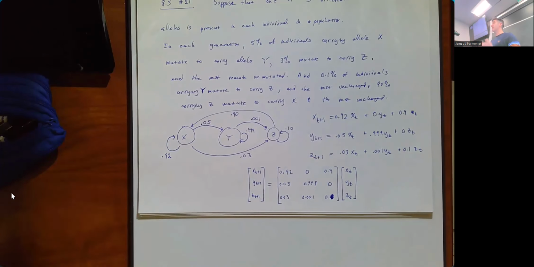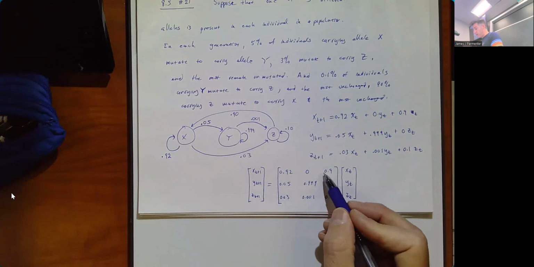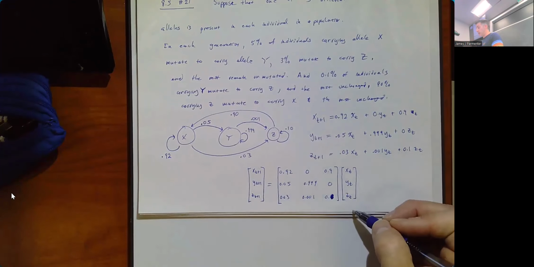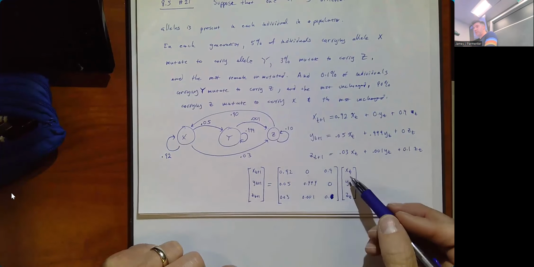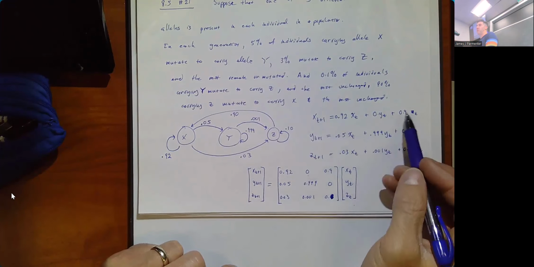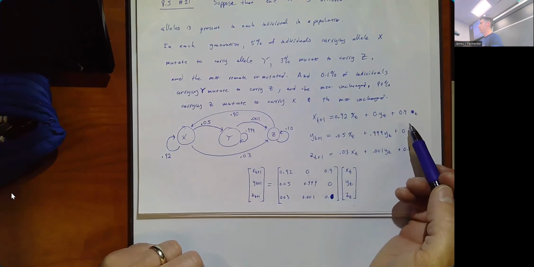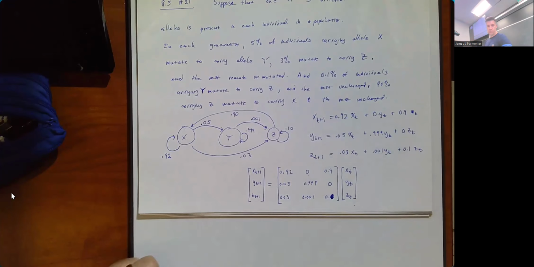Let's think about it for just a second. If you actually think about doing the multiplication, this row with this column gives you exactly 0.92 times x sub t plus 0 times y sub t plus 0.9 times z sub t, which is exactly the equation we have there. And so on and so on. I don't feel like I need to say the other ones.